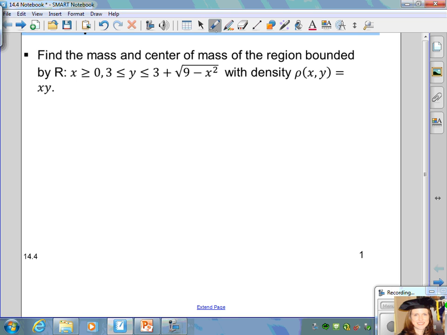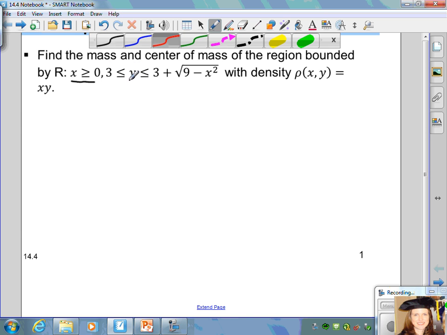What I'd first like to do here is sketch the graph of the region, and then we're going to use that when we determine our bounds of integration. For the graph of x greater than or equal to 0, we're looking at the right half, to the right of the y-axis. And then we want to look at this inequality to determine the bounds.